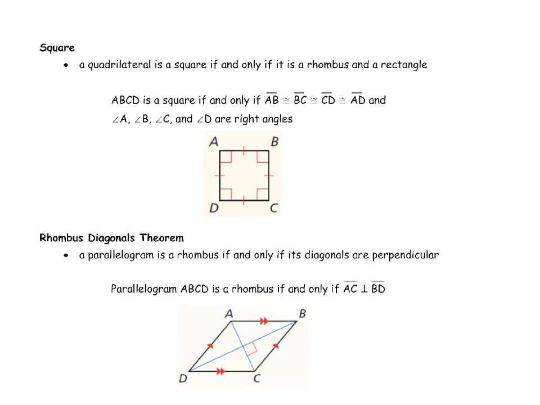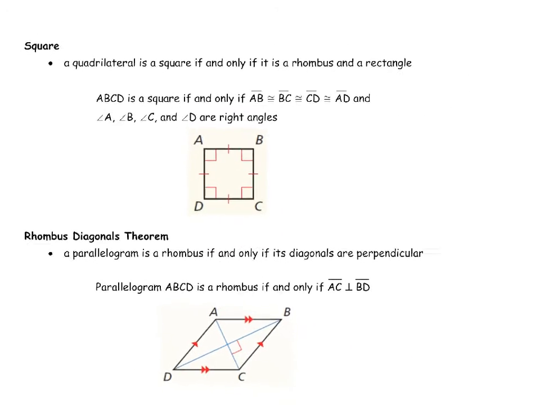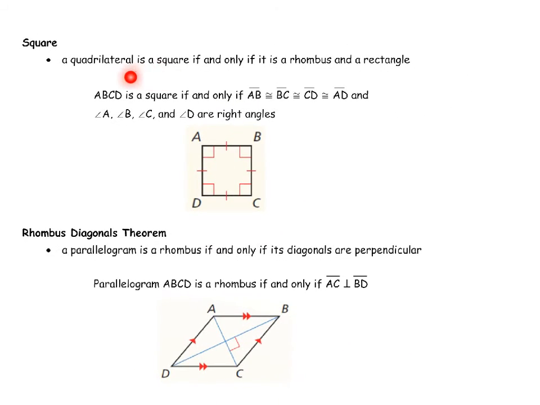So a square is a quadrilateral if and only if it's a rhombus and a rectangle. So remember what I was saying before: if a rhombus and a rectangle were to get married and they had a child, they would produce a square. So notice all the sides are congruent and all the angles are right angles.